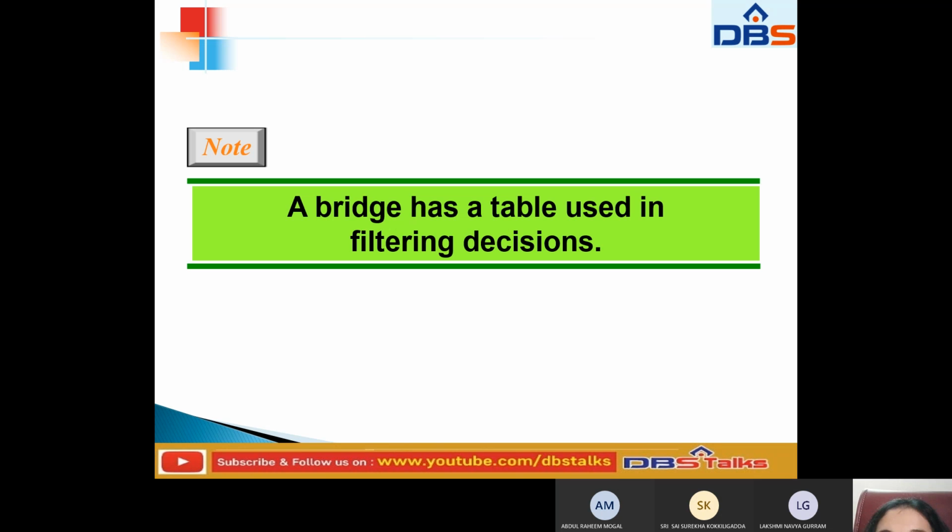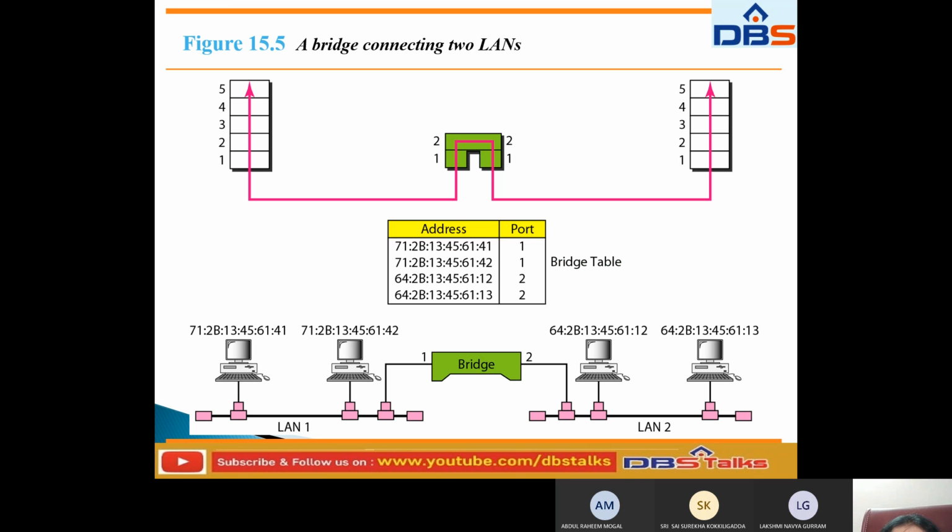So I am taking this. If you see this diagram, in the middle is the bridge table. The bridge table we can say is also a routing table. Here I have LAN 1 and LAN 2, with two computers on the left side and two computers on the right side. Between them, in the middle, I am using the bridge. So the bridge is for communication between the devices.